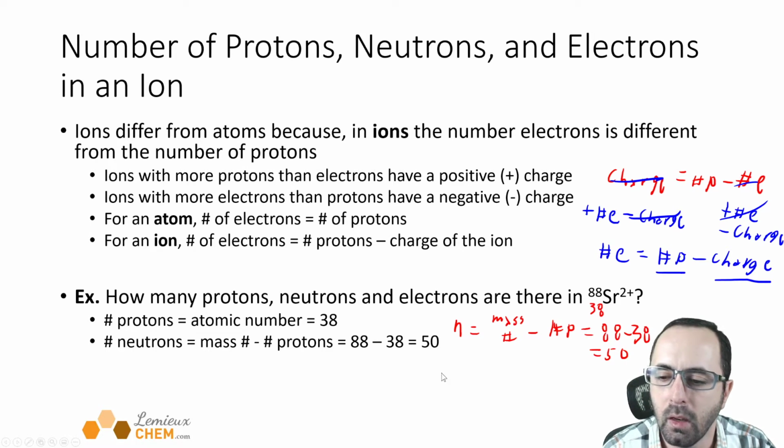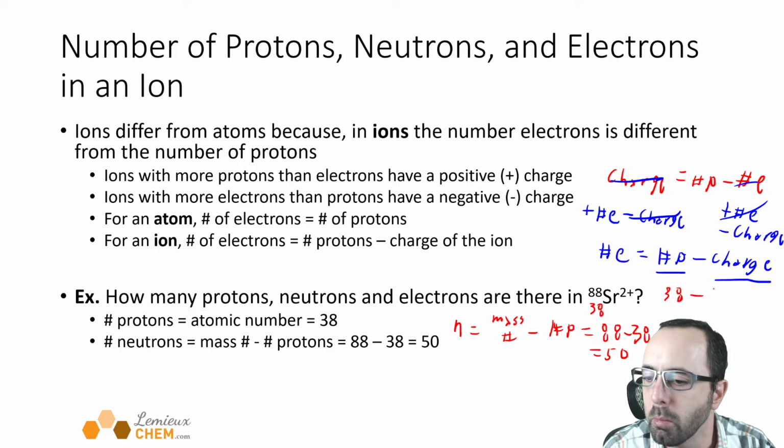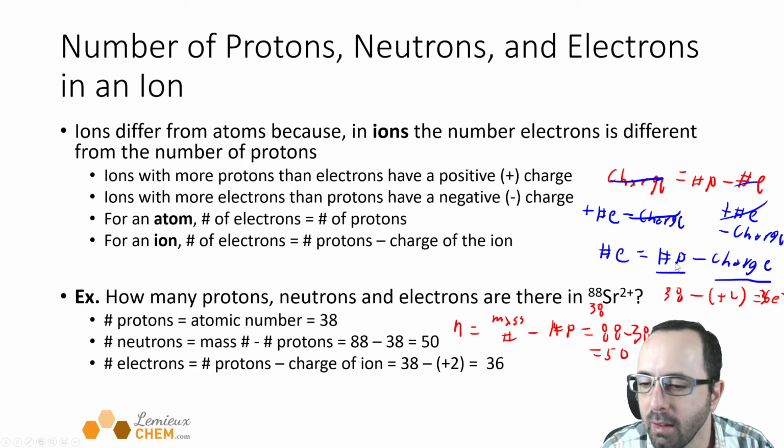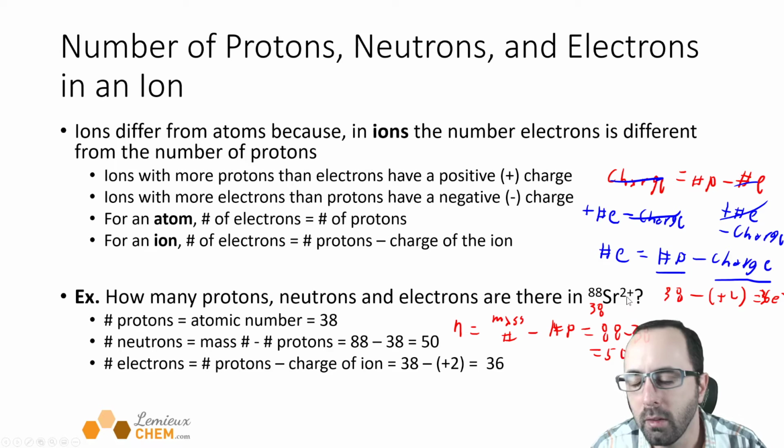Finally, the number of electrons. So technically, to get the number of electrons, you can apply this formula. So the number of electrons here will be the number of protons, 38, minus the charge, so minus a +2, and so that will give us 36 electrons, okay? The way I like to think of it, though, so I don't have to be memorizing a formula like this. You don't want to memorize. Just think about what +2 means.